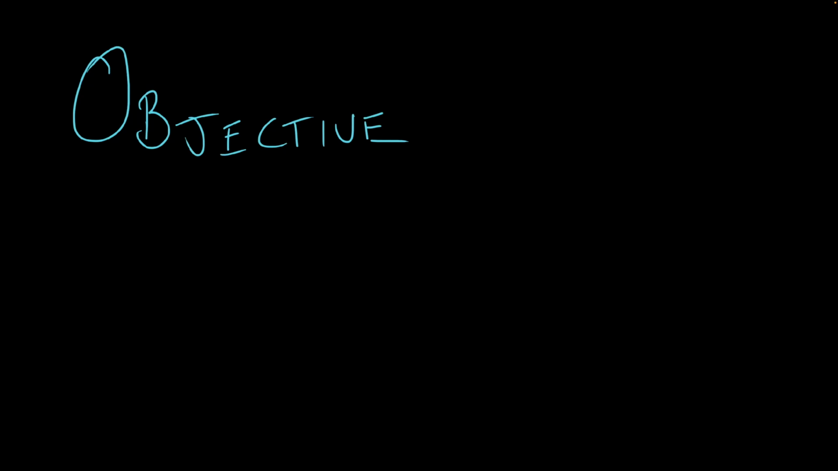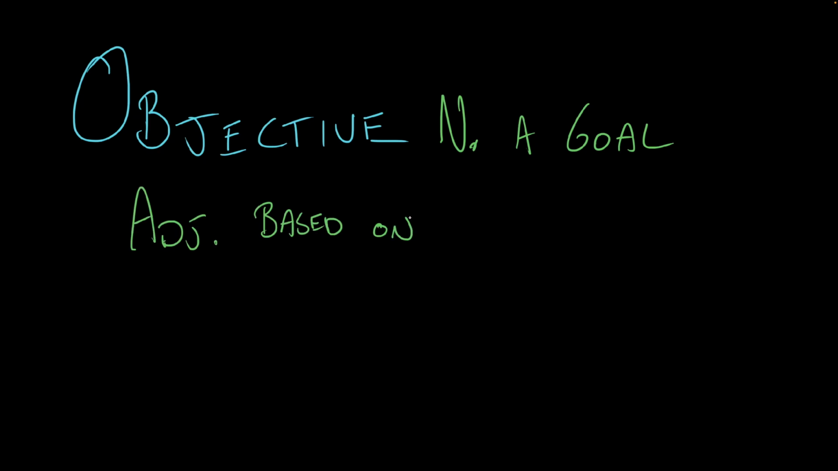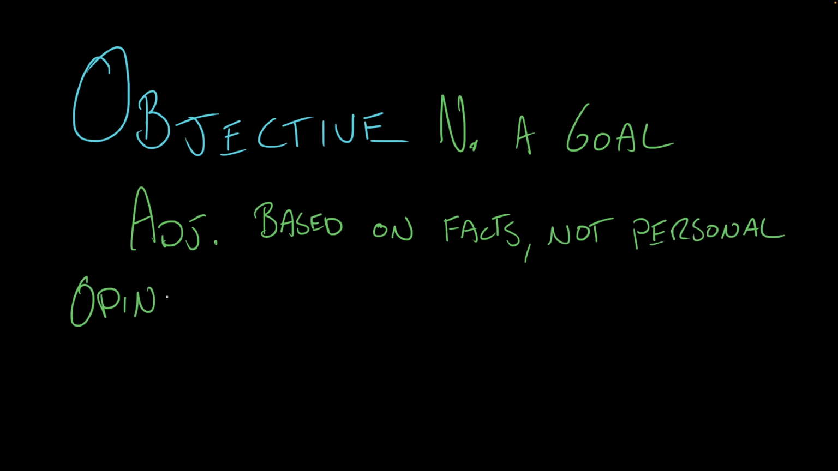This word has two different meanings, one as a noun and one as an adjective. Let's do the noun first. As a noun, it means a goal. It's the thing you want to achieve or do. But as an adjective, it means based on facts, not personal opinions or feelings.